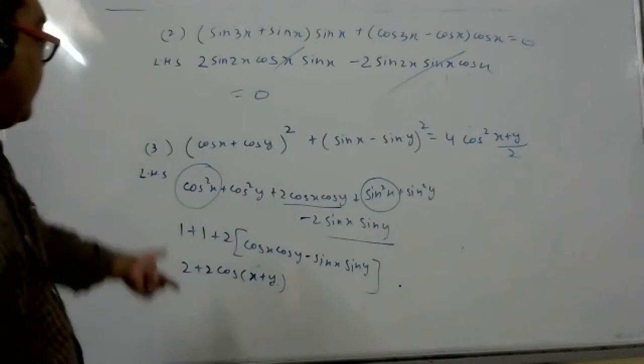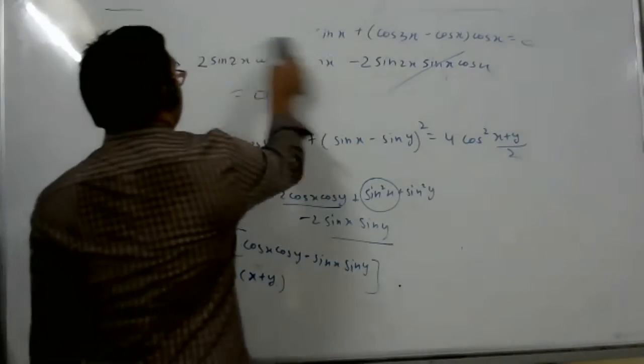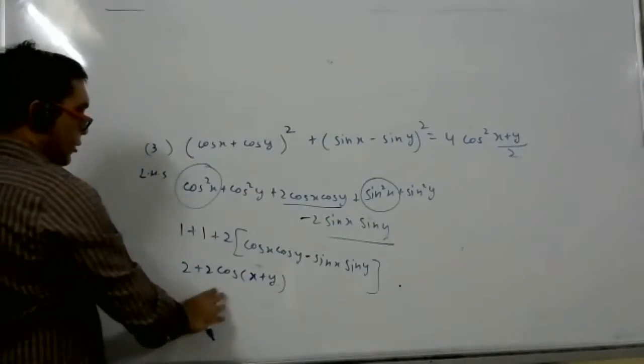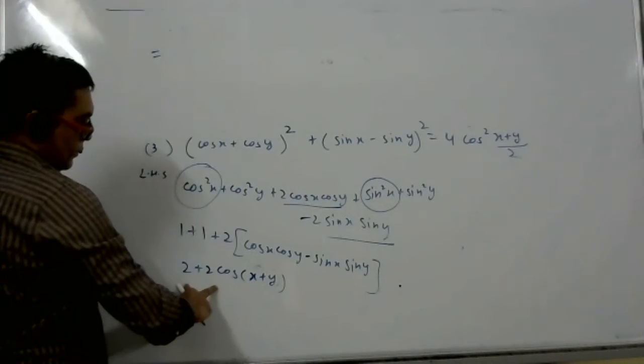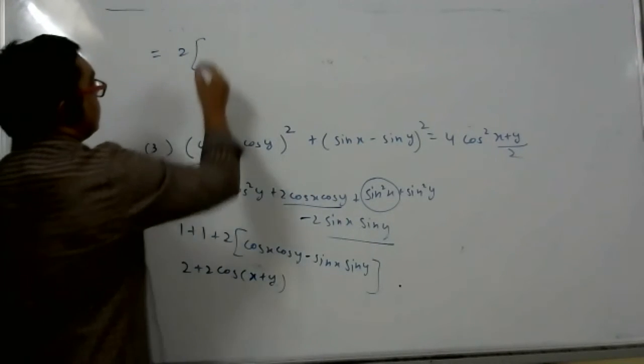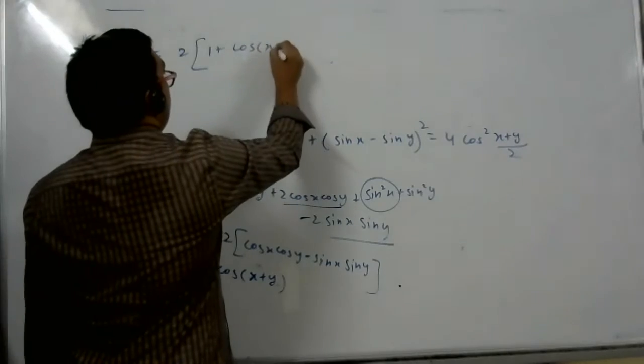So what to do now? What best can we do now? Tell me. We'll take 2 common. So what is left now? 1 plus cos x plus y.